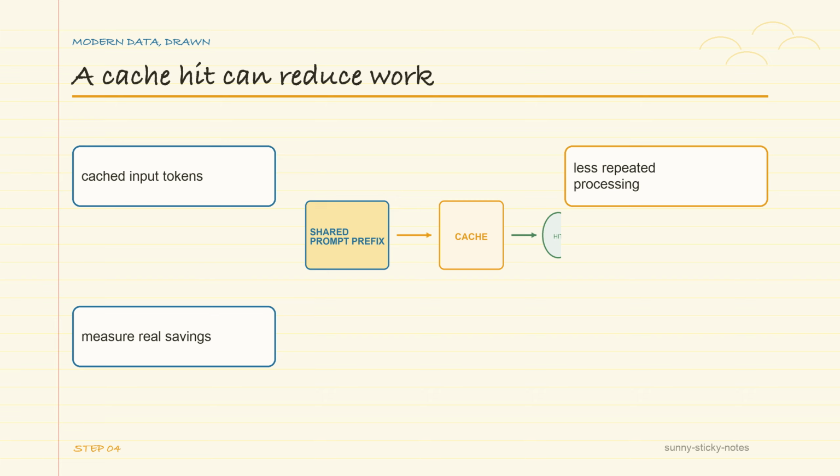Cached input tokens, then less repeated processing, then measure real savings.